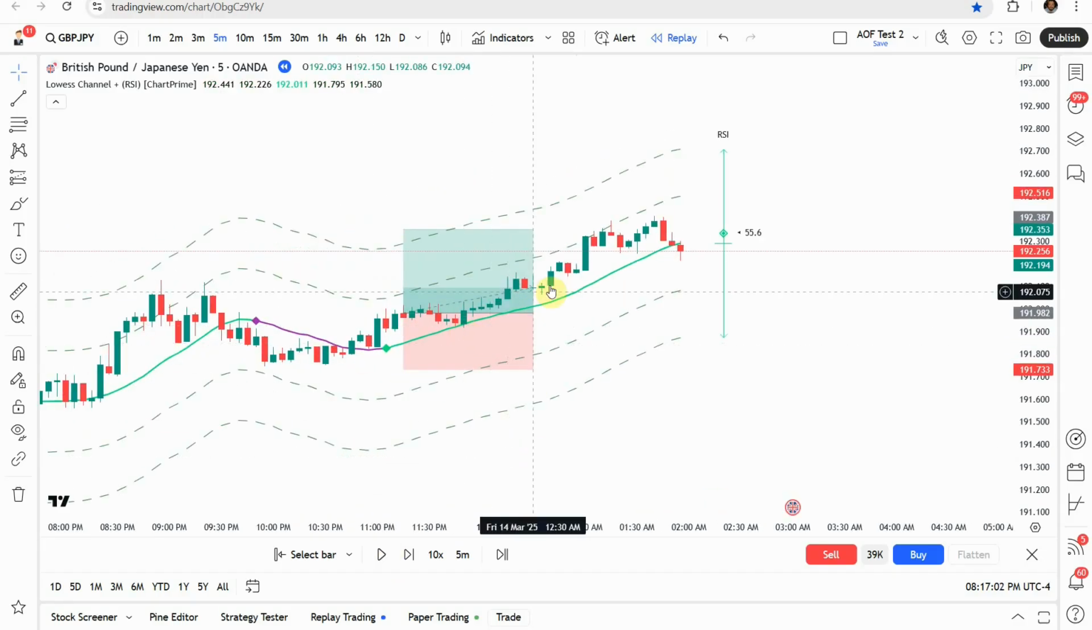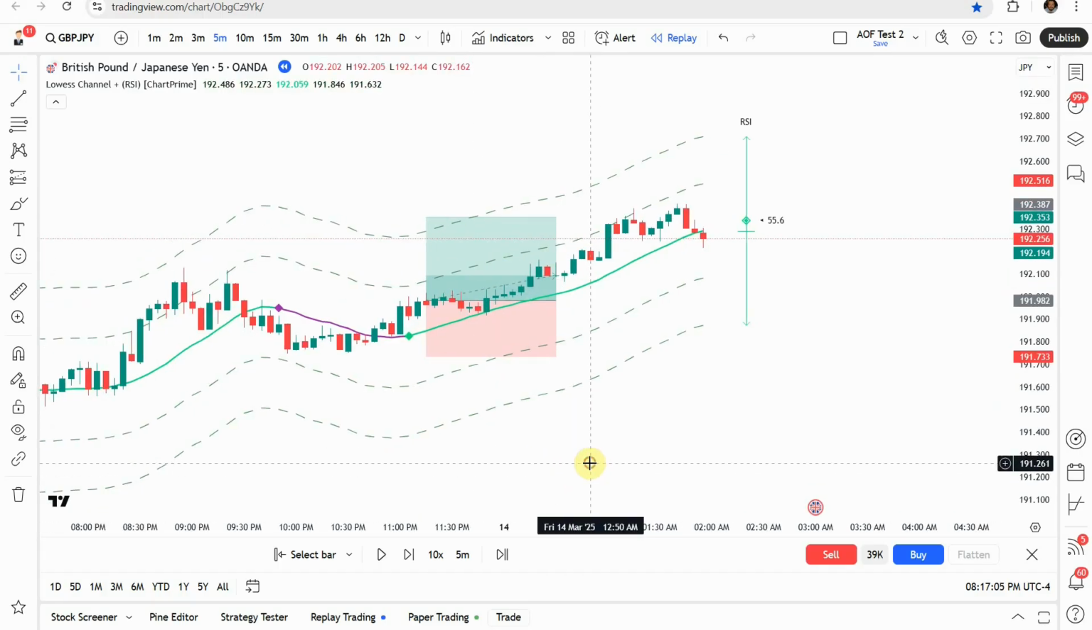And again, you can see a really nice push to the upside, getting us to our take profit. Alright, so that puts us at the end of the testing right there.